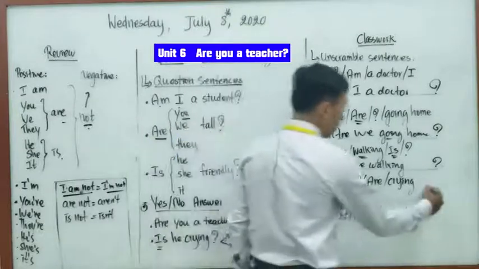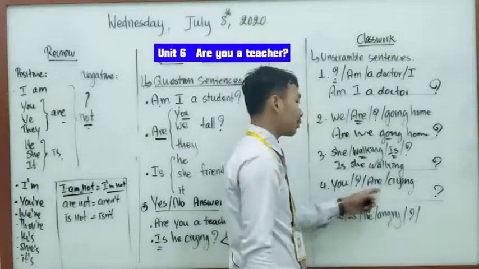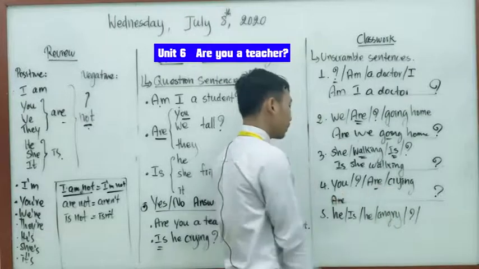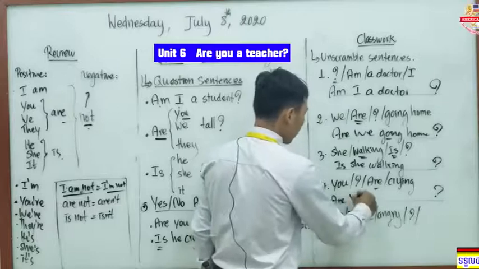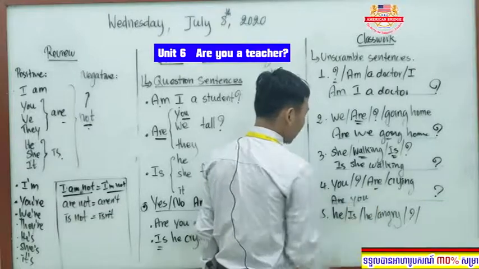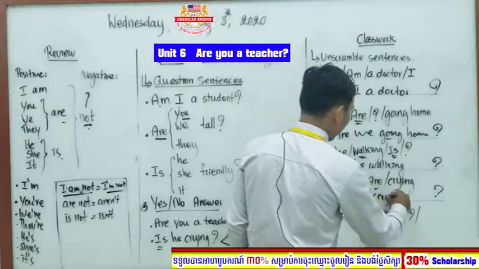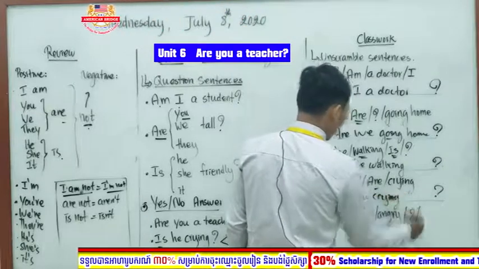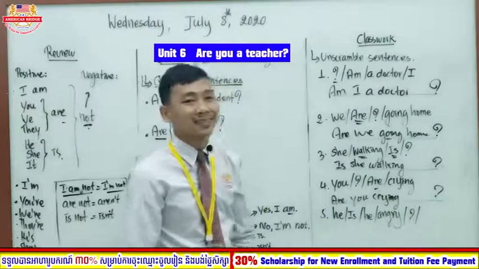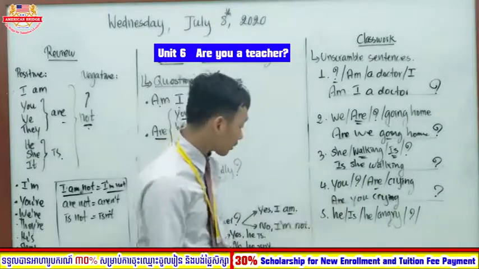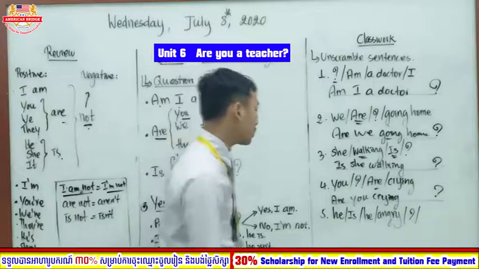Question mark, you put it at the end. Verb be, where is verb be? Right? So you put it at the front. Subject, you, right? You, small letter. And then crying is verb ing. Crying is verb ing. Okay? Are you crying? Got it? It becomes the question sentence with verb be here. One more, everyone.